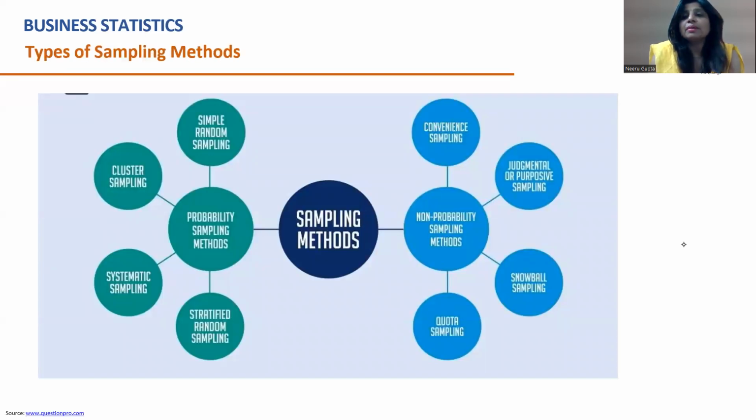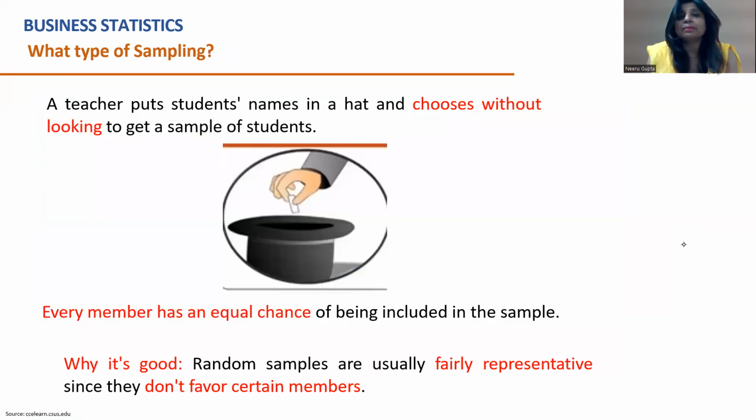See, these are some methods of probability sampling and non-probability sampling. Probability sampling methods: simple random sampling, cluster sampling, systematic sampling, and stratified sampling. And in the non-probability sampling methods: convenience sampling, judgmental or purposive sampling, snowball sampling, and quota sampling. First, we will discuss the probability sampling methods.